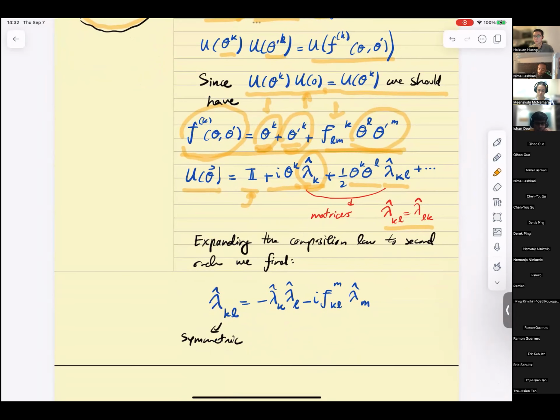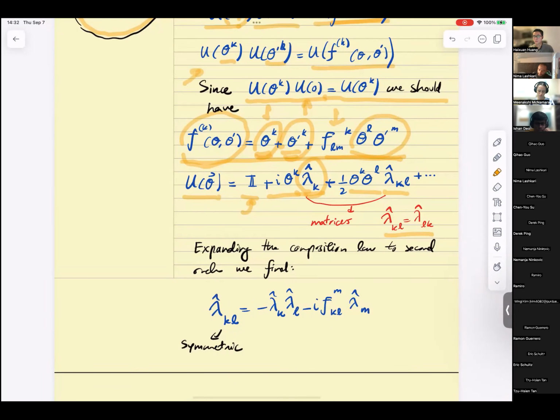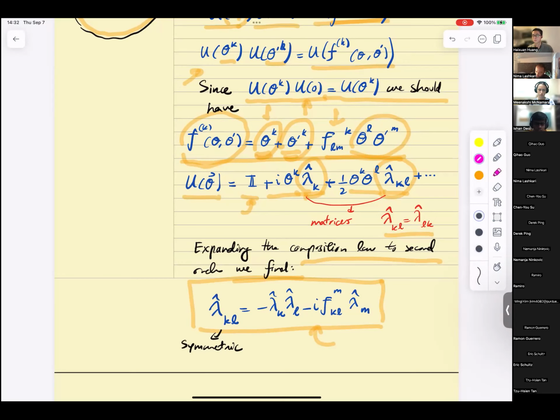If you take the composition law and expand it to second order, you find the following relation between the second order term and the first order term. So this symmetric second order matrix should take the following form in terms of the first order matrix. It's just an exercise. You expand this to second order, you set the left-hand side and right-hand side equal, and you get this. The important point is that you should keep track of these coefficients. We're going to say why in a second.